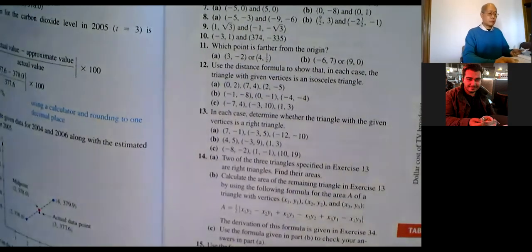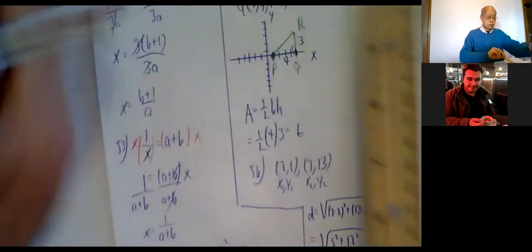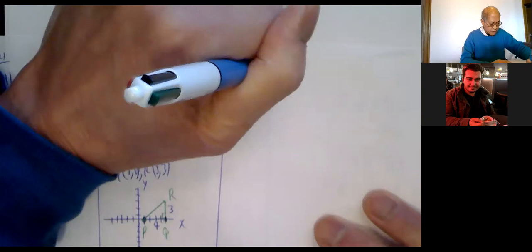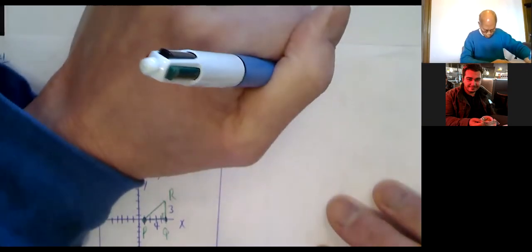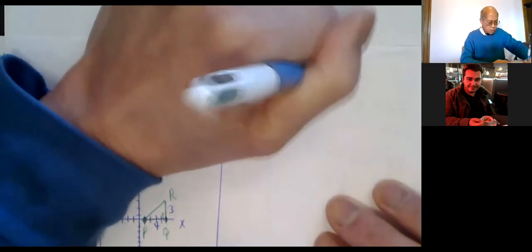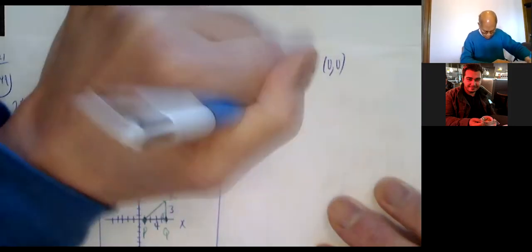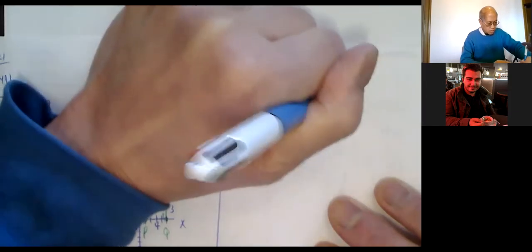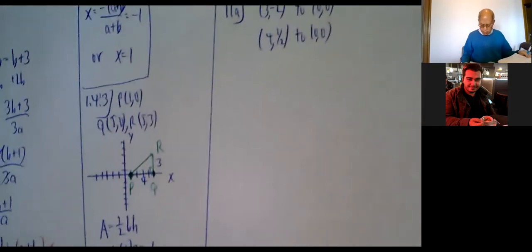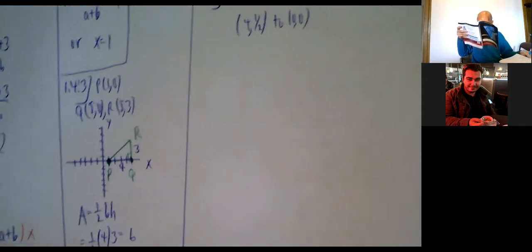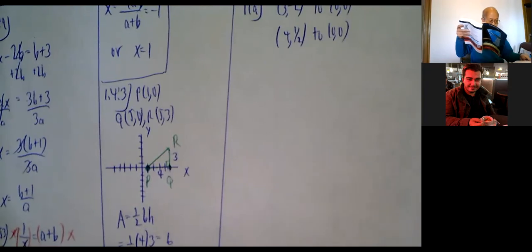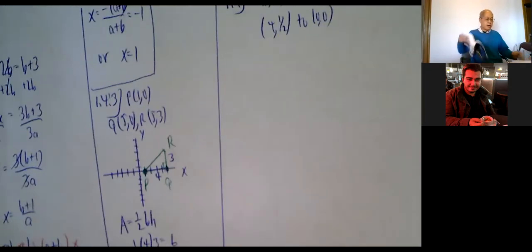How about I do 11a for you? 11a. So they have 3, -2 to the origin, which is 0, 0, and 4, 1/2 to the origin. You don't have to plot this. No graph necessary. And let me just double check that I wrote it correctly. 3, -2, 4. Yes, I got that.